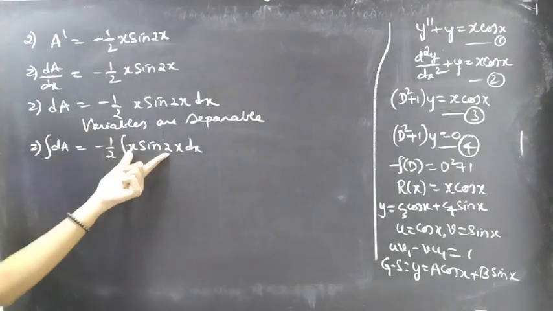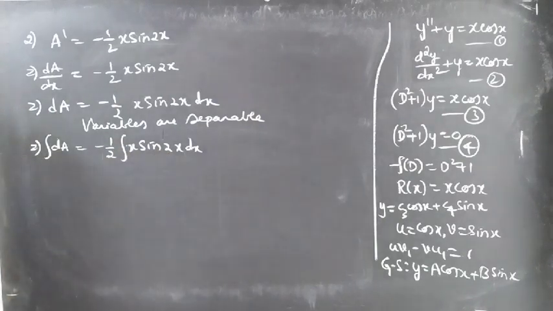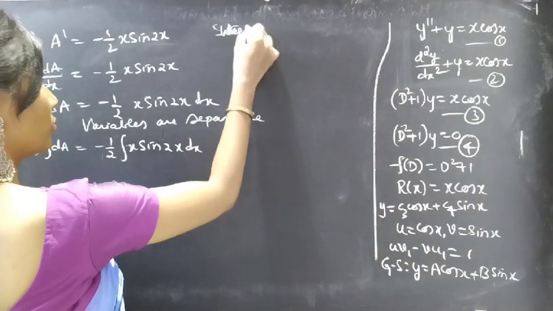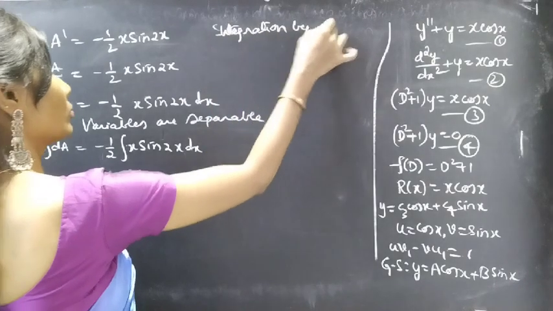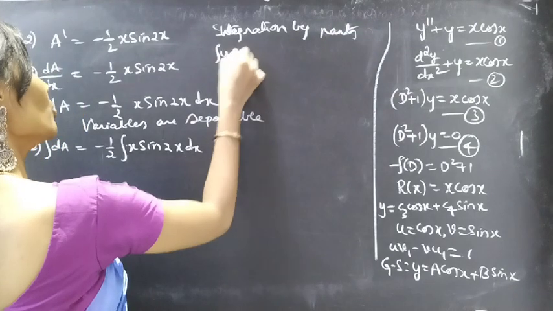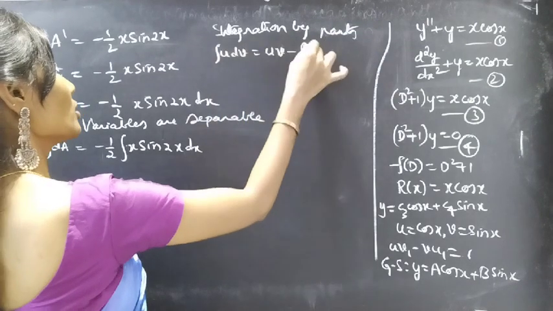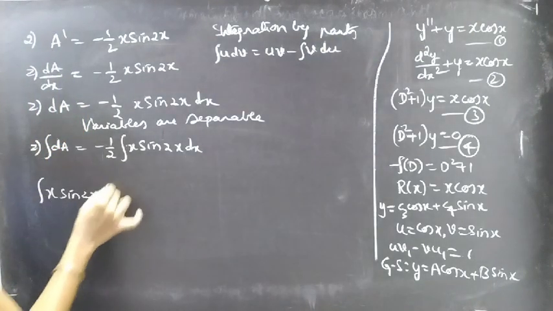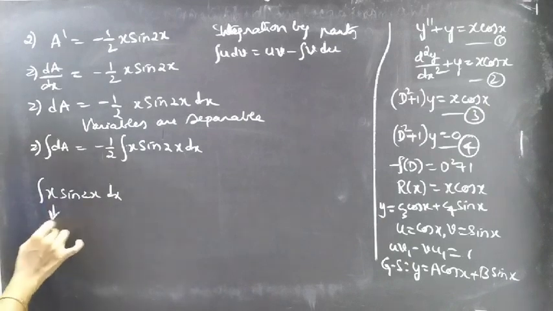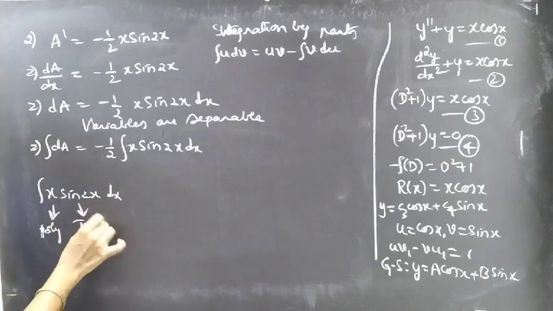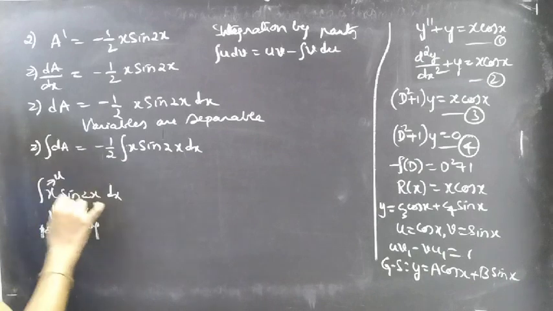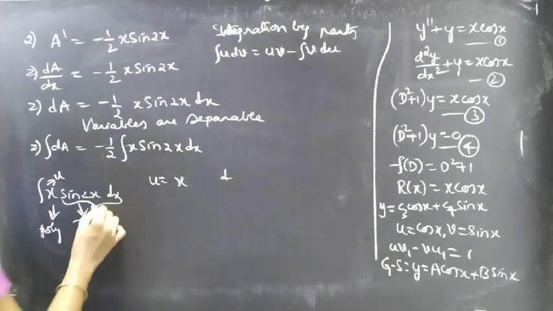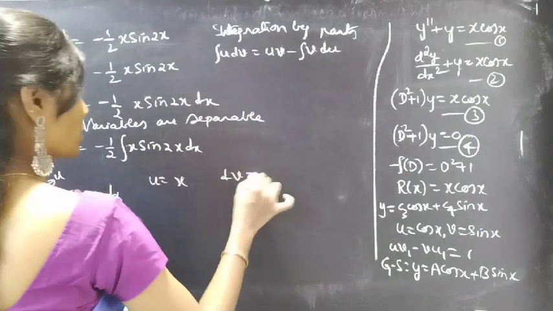Here we are having the integral of x sin 2x dx. Let's perform it using the formula for integration by parts. We have integral u dv equals uv minus integral v du. Here the integrand is of the form product of polynomial and trigonometric function, right? Take the polynomial function as u and the remaining part as dv. Then we have u equals x and dv equals sin 2x dx.